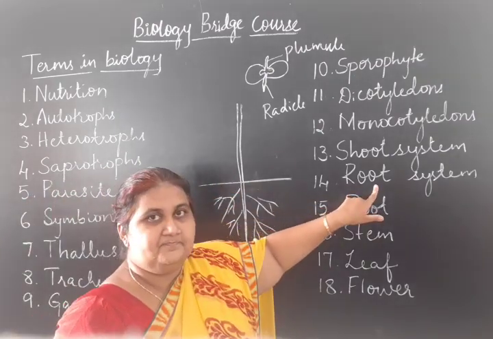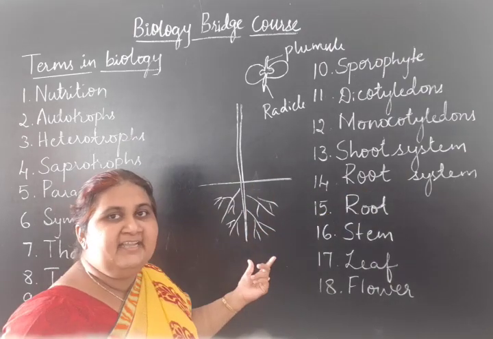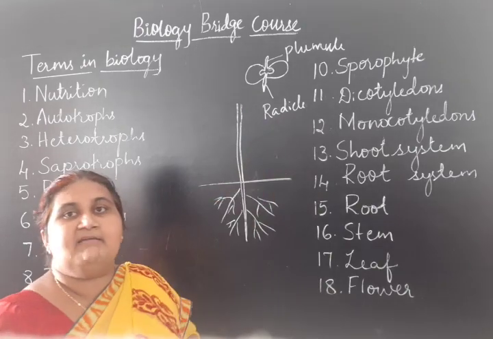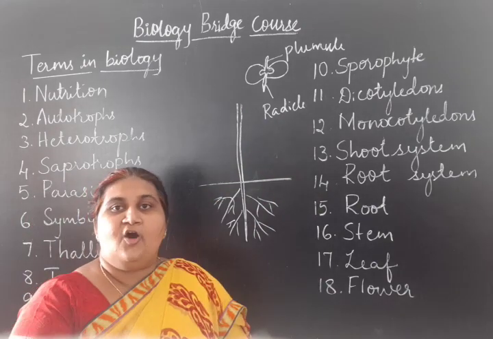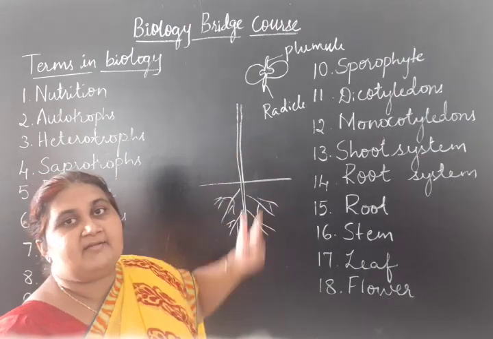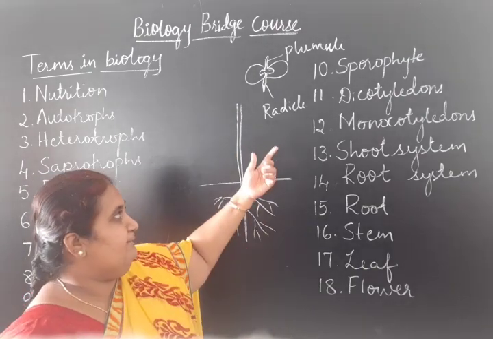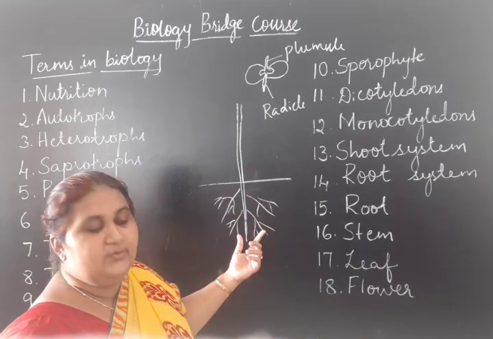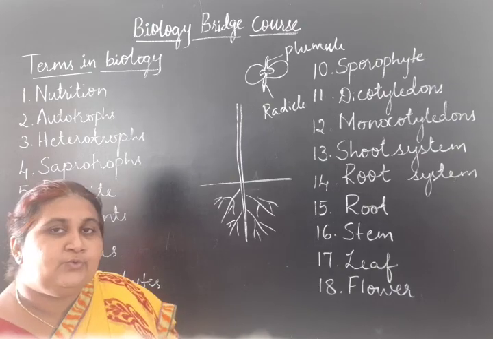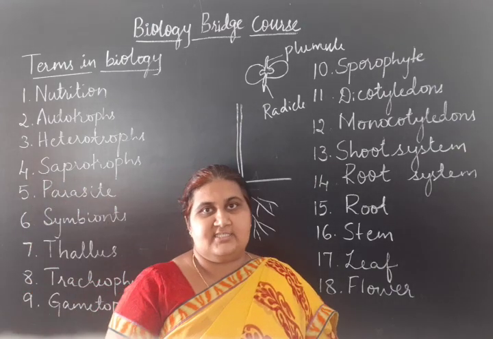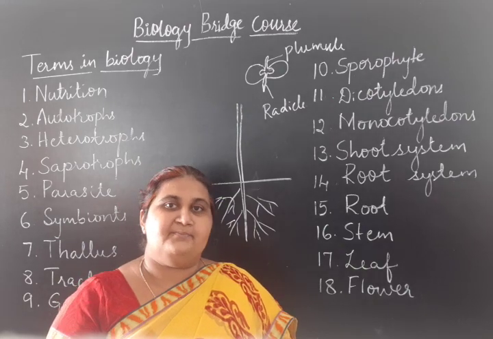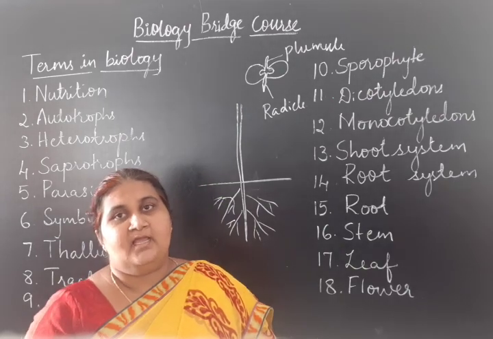Root system. The descending part of the plant axis developed from the radicle of the embryo is called the root system. There are two types of root system: taproot system and fibrous root system.